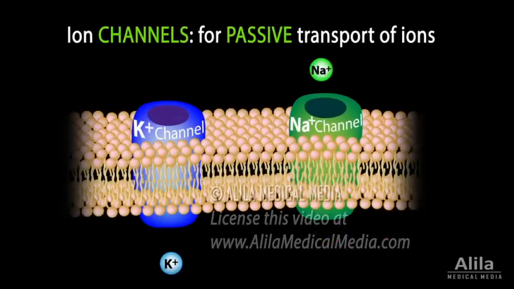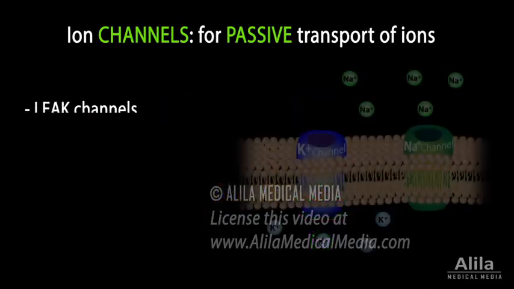Ion channels permit passive transport of ions. These are transmembrane proteins that form pores for ions to pass through. Most ion channels are specific for a certain type of ion. Ion channels can be classified by how they change their open or closed state in response to different factors of the environment. Common types of ion channels include leak channels.